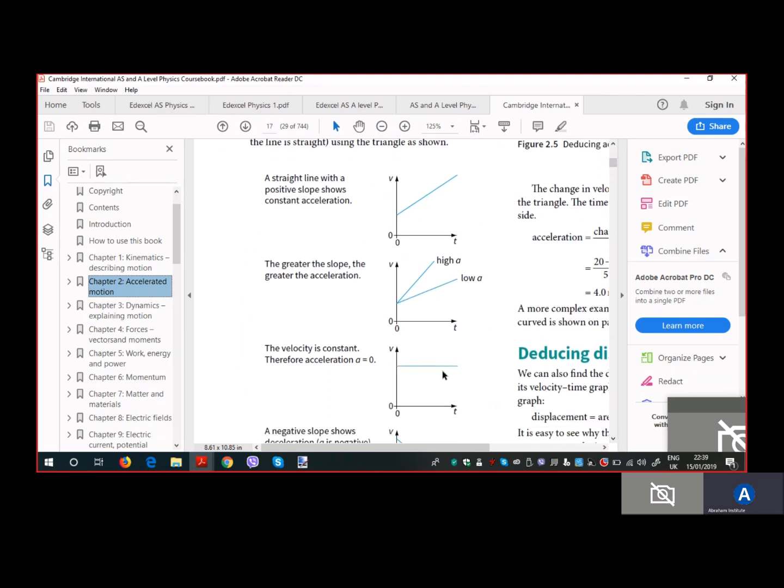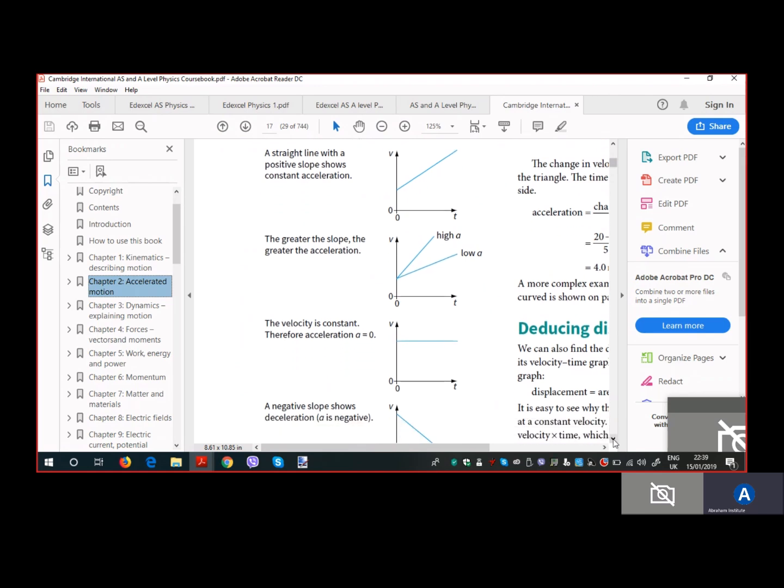Then the other one. Constant. Acceleration is 0. Velocity is constant. Acceleration 0 means what? The velocity is neither increasing nor decreasing. It is staying the same. Can you see? The gradient is 0, acceleration is 0, and you can see the velocity in that graph is remaining the same.